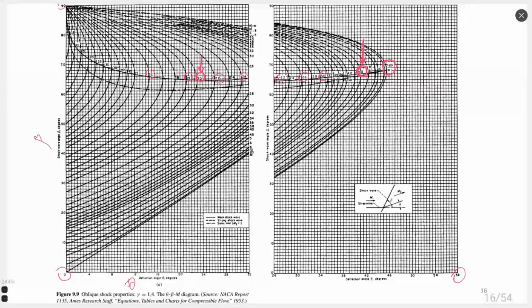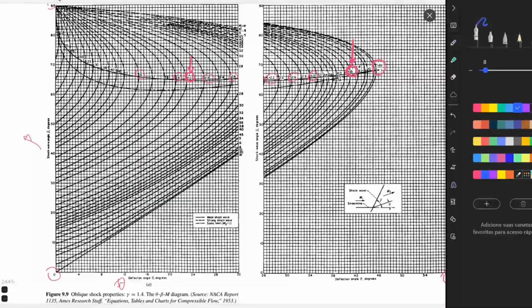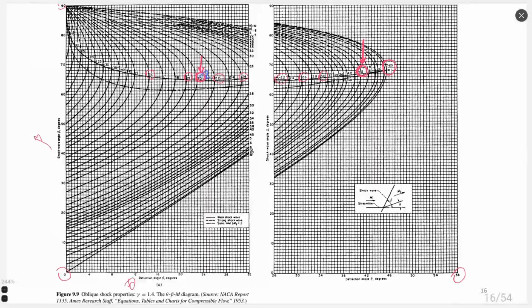When we draw until infinite Mach number before the shock wave, we see that the angles of the shock wave do not change anymore. Even if we have hypersonic flow or very, very high velocity flow, the angle of the shock wave stops changing. It continues to be the same. So here we have Mach numbers, and these lines correspond to Mach numbers. For example, the line for Mach 2 is this one, approximately.